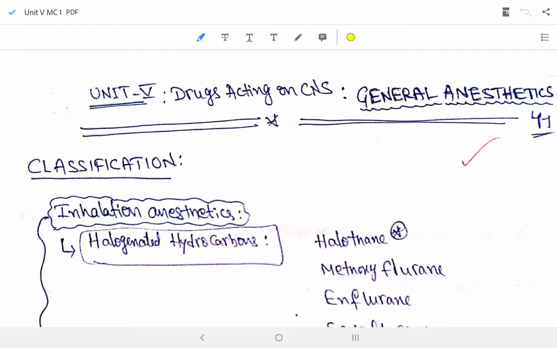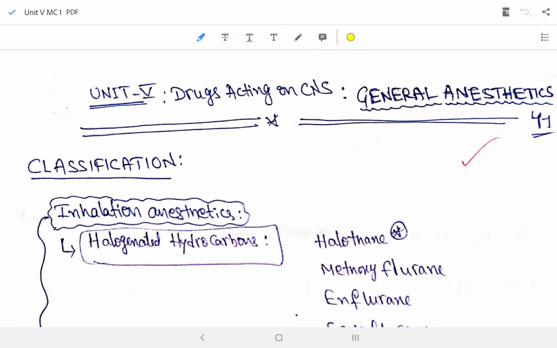My dear students, let us start with Unit 5. Unit 5 includes the drugs acting on CNS, and this unit can be categorized into three subtopics. One is general anesthetics, the second one is narcotic analgesics as well as narcotic antagonists, the third one is anti-inflammatory agents. And let us see the first topic, that is general anesthetics.